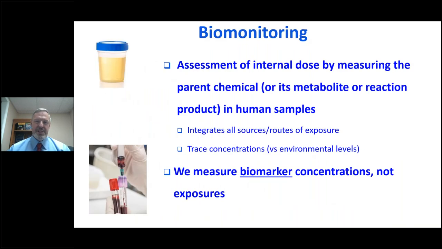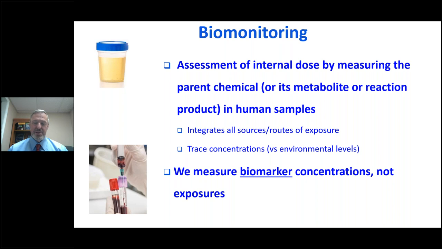So biomonitoring is the assessment of an internal dose by measuring the parent chemical or its metabolite product in human samples. It does integrate all sources and routes of exposure. So that's a little problematic sometimes for, say, the pesticides, where one metabolite could represent several parent compounds, but we do whatever we can do. We do look at trace concentrations versus environmental levels. Many times, in the biologic samples, the concentrations are 100 to 1,000 times lower than the environmental levels. So it is a little bit more challenging, and the amount of sample we can use is much smaller.